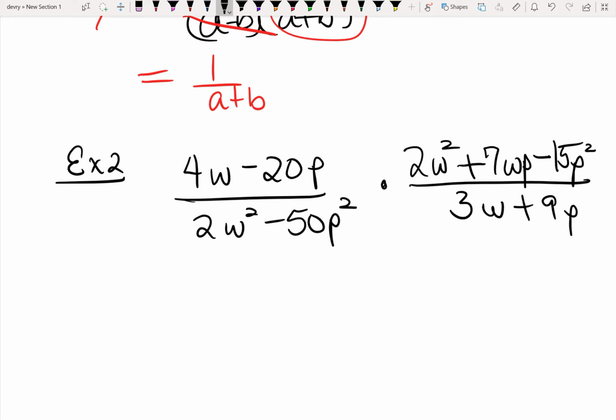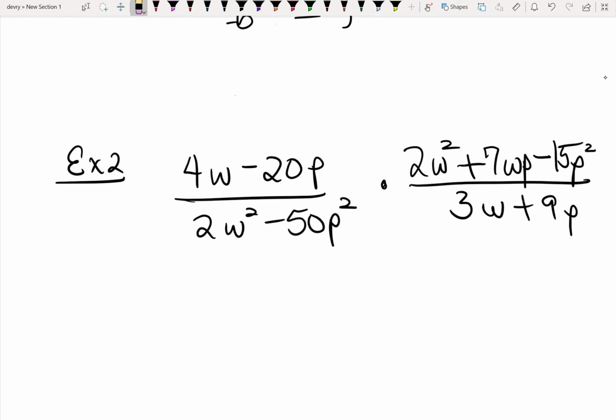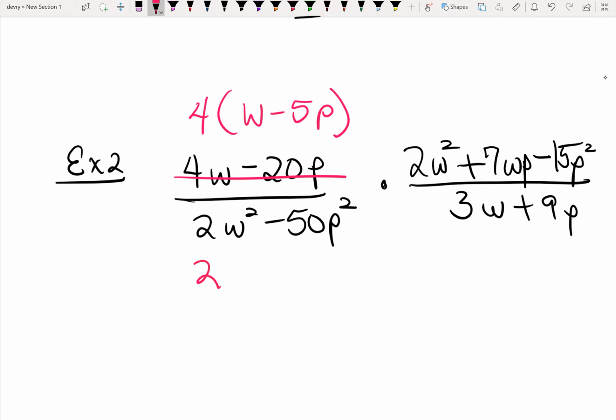And so what we want to do here is start factoring anything that we can factor. So I'm going to start up here, and everything that I factor will be in red. And I'm going to erase this just for the sake of you not looking at it and getting confused. Alright, so here we are. So if I extract the 4, I'm left with w minus 5p. That takes care of that line. On this line, if I extract the 2, I'm going to be left with w squared minus 25p squared.